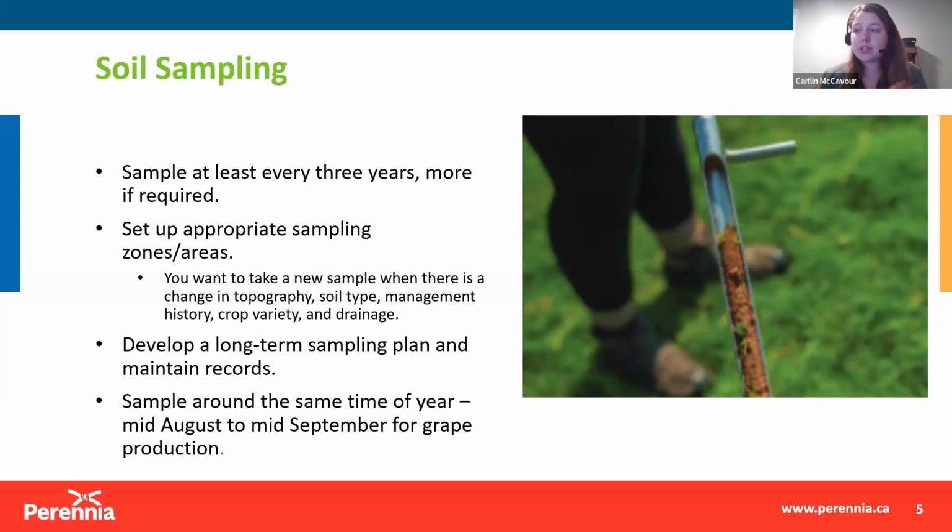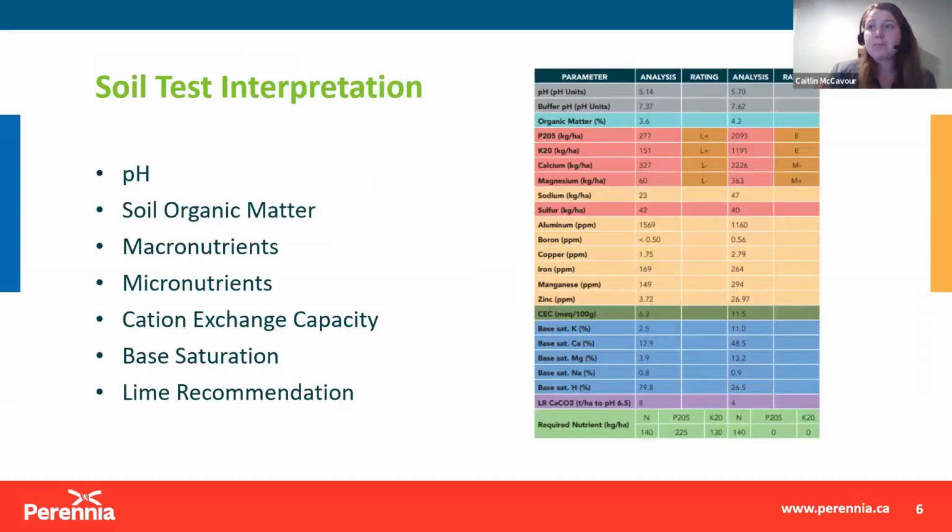The final point I want to make just about soil sampling is when to soil sample. One of the main things to think about is that you're sampling at a consistent time every time you sample. And for grapes, a good time to sample would be that mid-August to mid-September range. If you have any more questions specifically about soil sampling, we can talk about them at the end too. But what I really want to talk about today is the soil test interpretation.